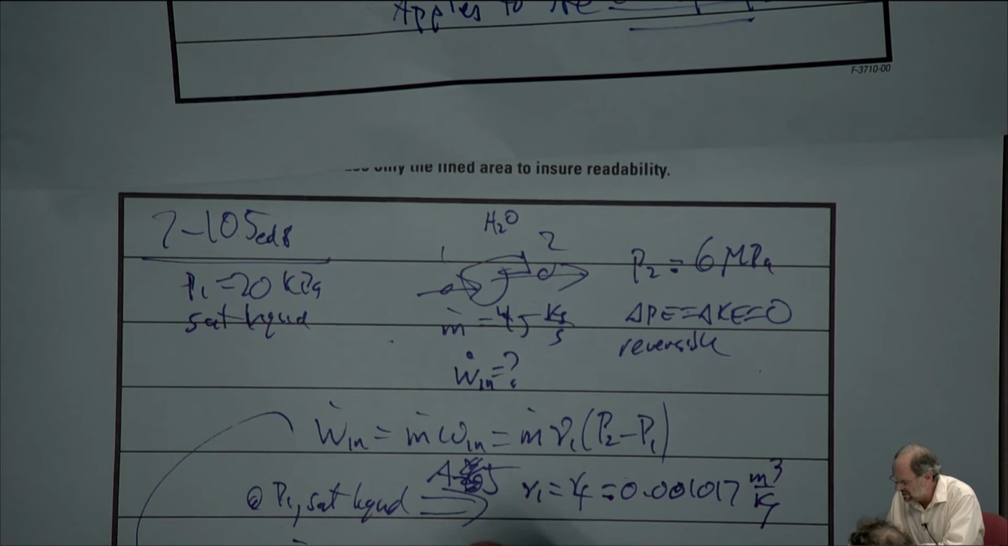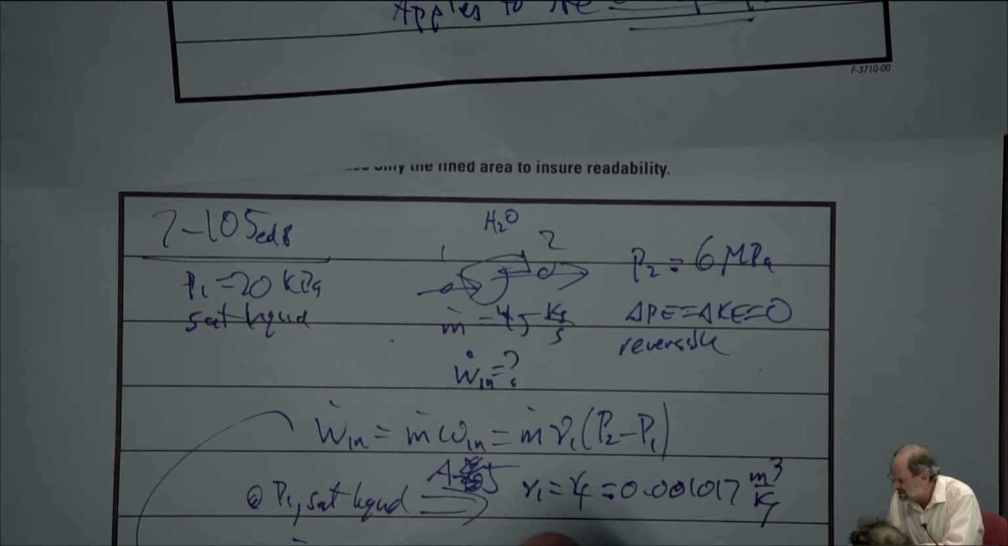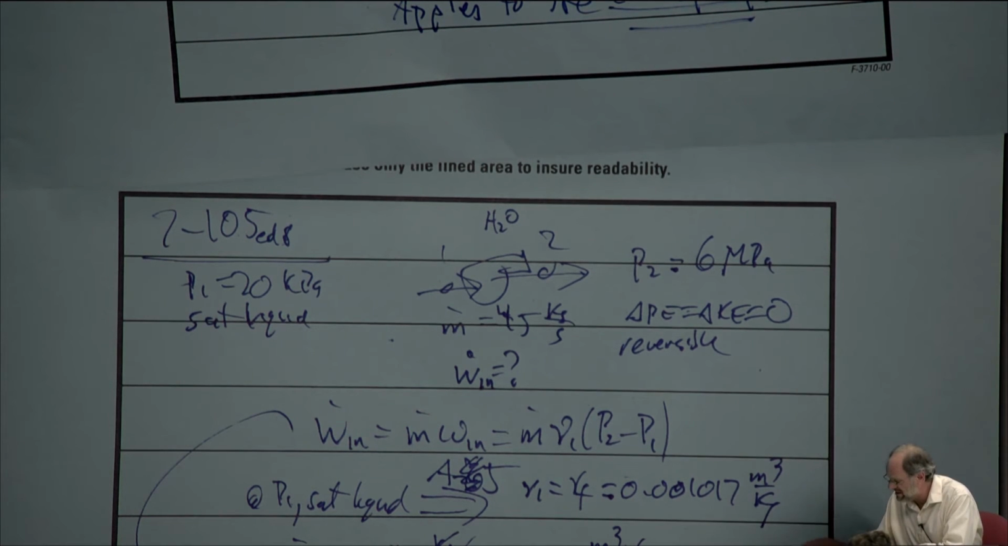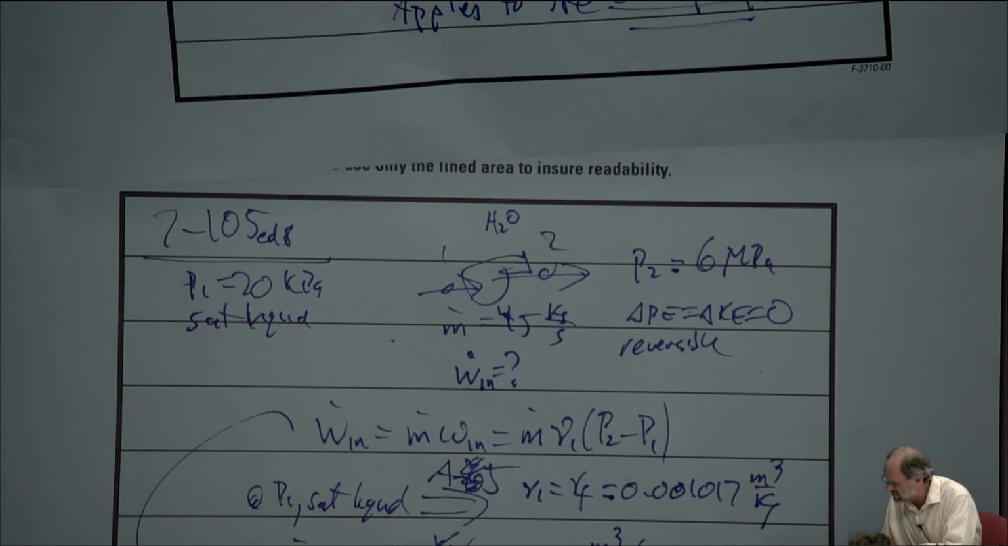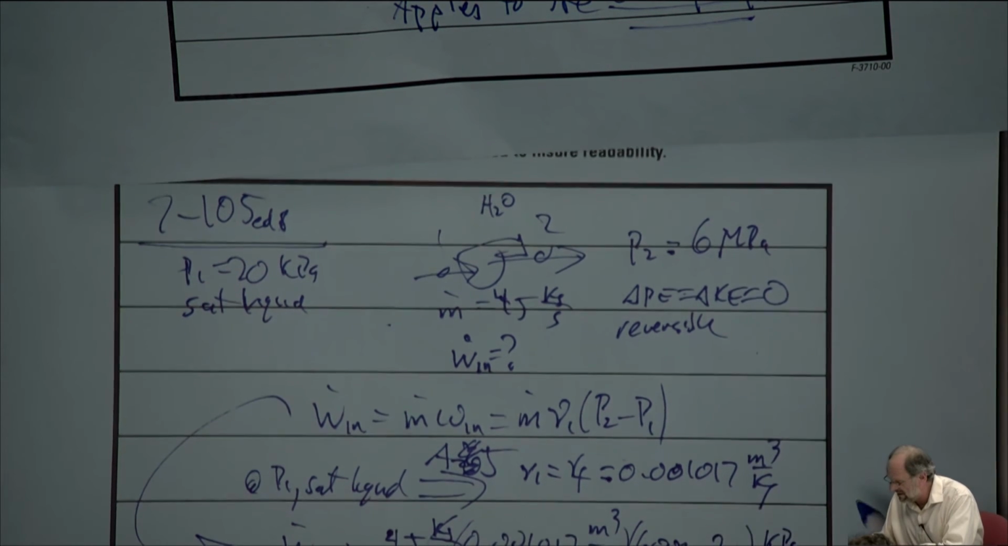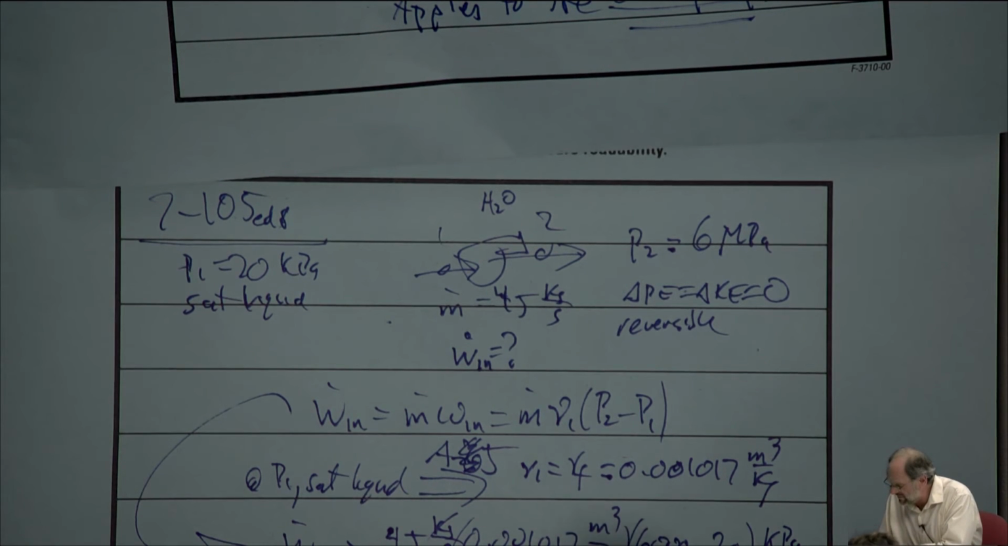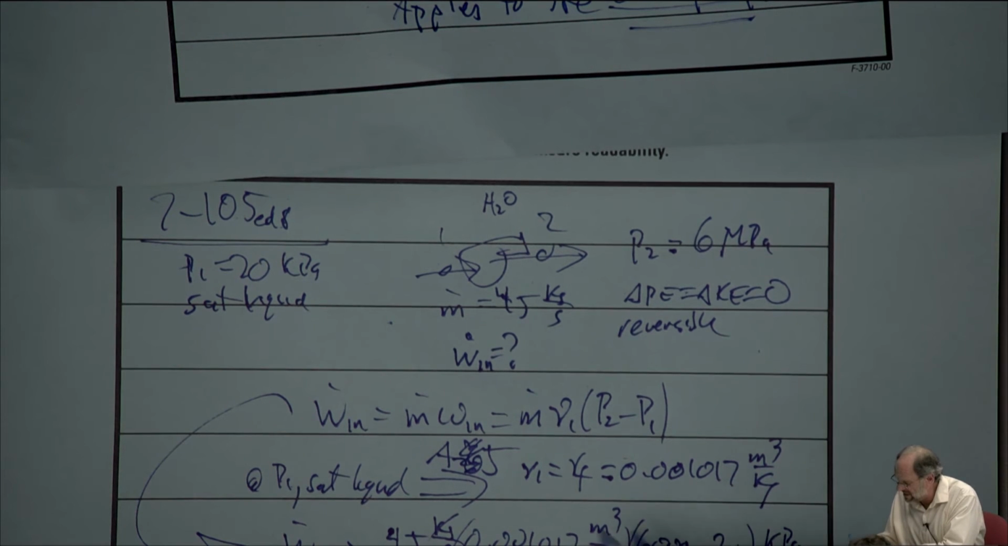And that's it. So then the power, we've got 45 kilograms per second as the mass flow rate, 0.001017 meters cubed per kilogram as the specific volume. And then we have our pressures. Let's just keep them in kilopascals. So we have 6,000 minus 20 kilopascals. And if we just go through a little bit of mathematics, we end up with 274 kilojoules per second, which is kilowatts.